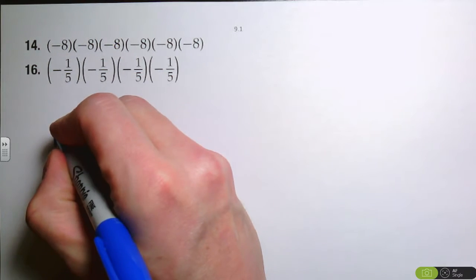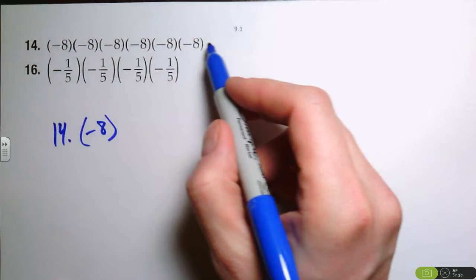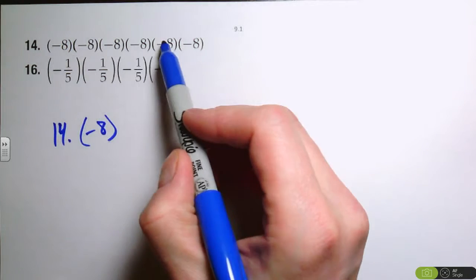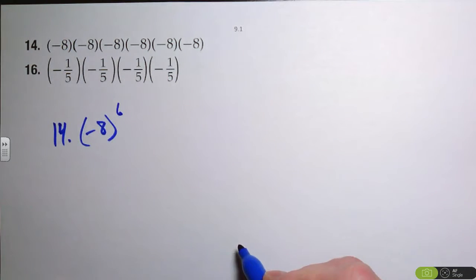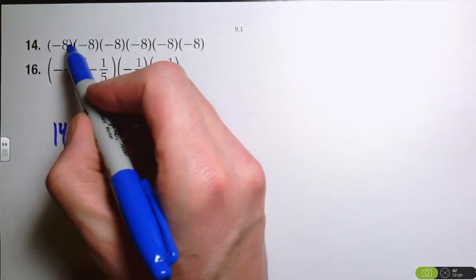So for 14, we've got negative 8. That's our base because that's what's being repeated. And it's repeating 1, 2, 3, 4, 5, 6 times. It's just negative 8 to the sixth. But we have to put the parentheses around it because of the fact that there are parentheses around here to begin with.